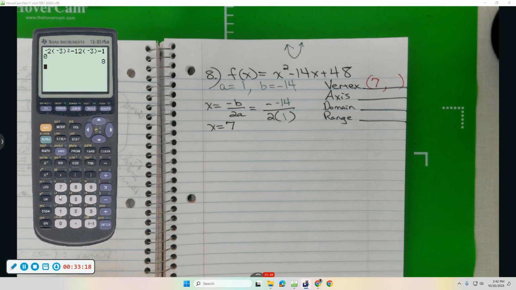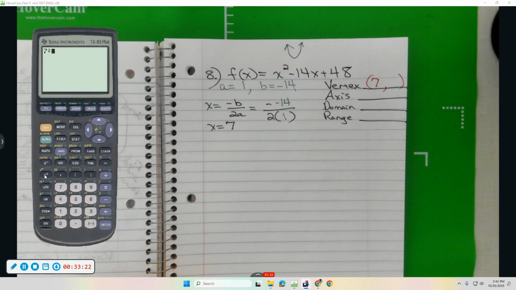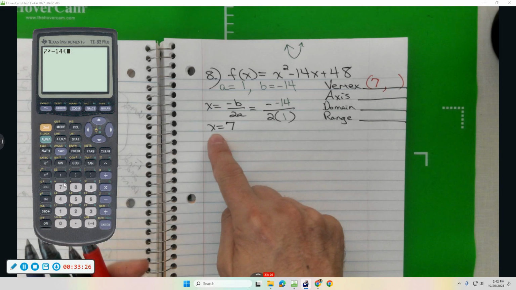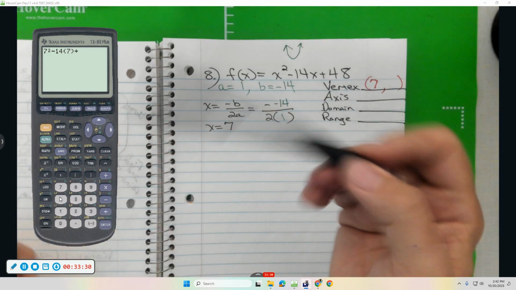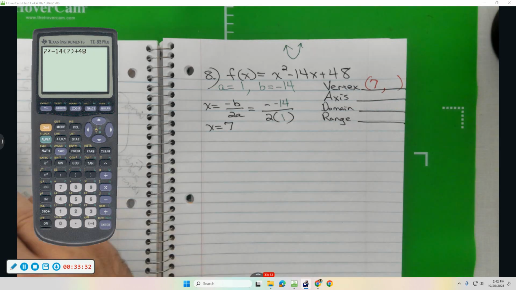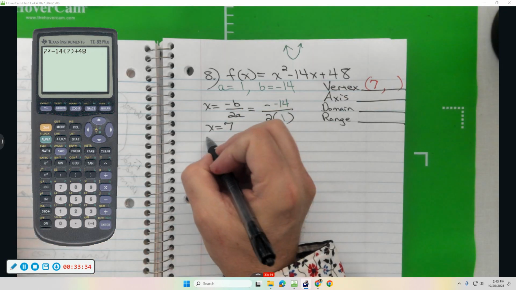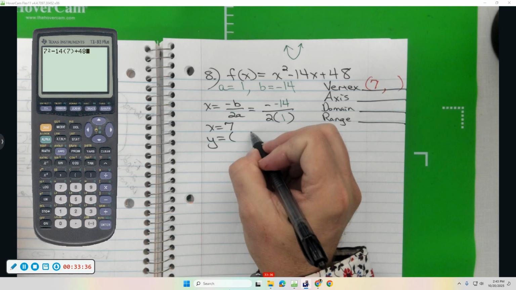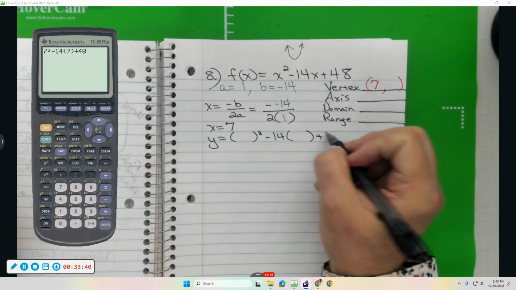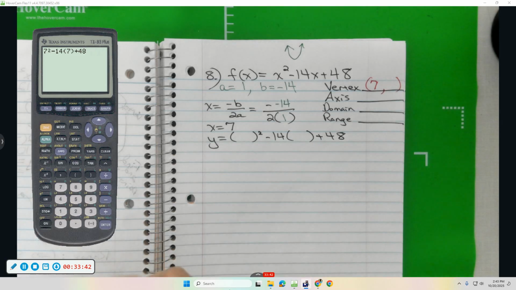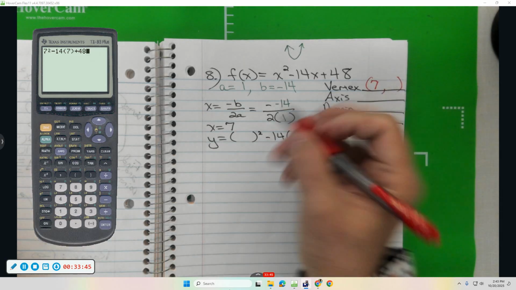We need to find the y-coordinate. What do we do to find the y-coordinate? Plug 7 in. So let x be 7, and then y is going to be y. We're plugging in that 7.